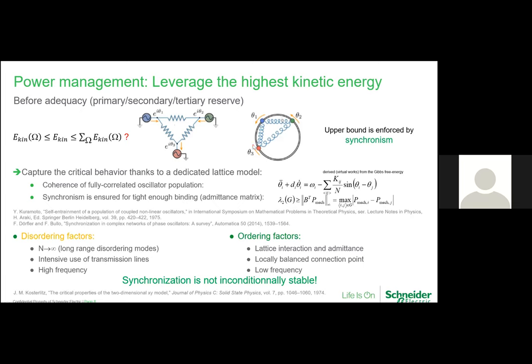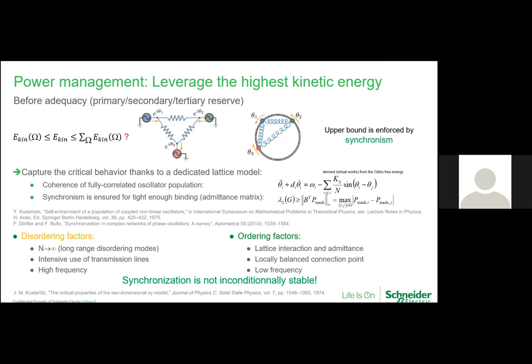And therefore I cannot aggregate all the kinetic energy on the wall of this three mass system. And I can generalize this system to any assembly of rotor and machine by the so-called Kuramoto system. Okay. And one very simple condition to keep the synchronism is that the connectivity of the grid is large enough compared to the congestion rate of the power system. And therefore I can qualitatively give some disordering factors.